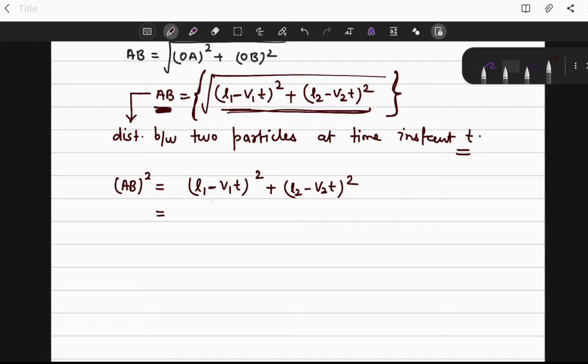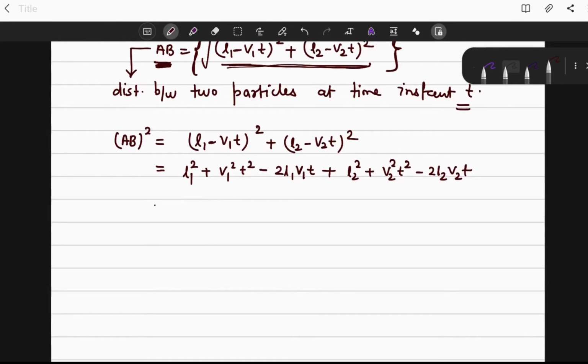Let us expand this particular expression. Then we get L1 square plus v1 square t square minus 2 L1 v1 t plus L2 square plus v2 square t square minus 2 L2 v2 t. Let us rearrange the above expression. We get L1 square plus L2 square plus v1 square t square plus v2 square t square minus 2 L1 v1 t minus 2 L2 v2 t, and this is the value of AB square.